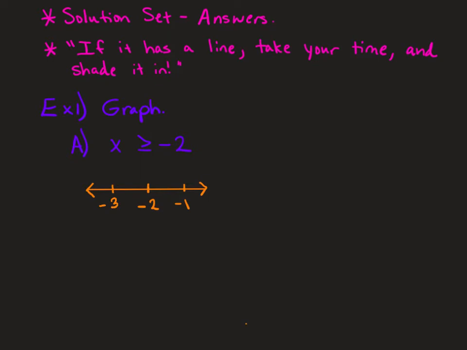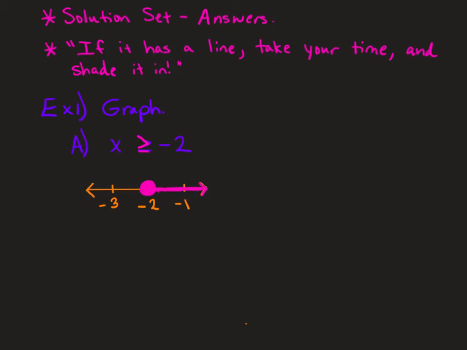And so I'm going to graph. I'm going to place a dot over -2. And I notice that it has a line. Remember our rhyme? If it has a line, take your time and shade it in. So I'm shading it in. And then I notice that x, my variable, is on the left side, which is very helpful because it's going to match my greater than symbol, which shows my arrow will be shaded to the right.